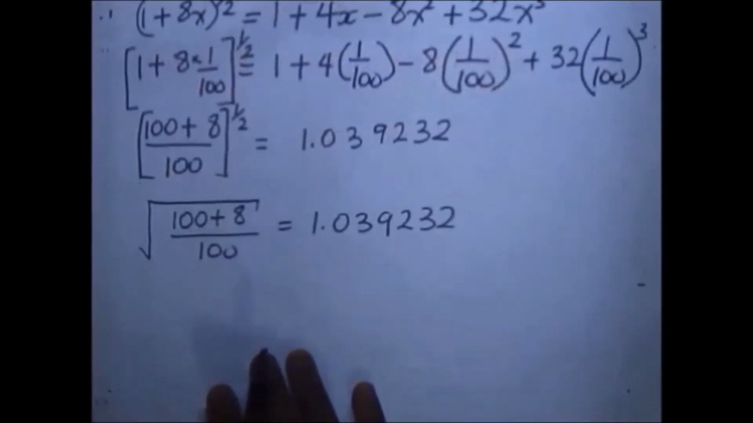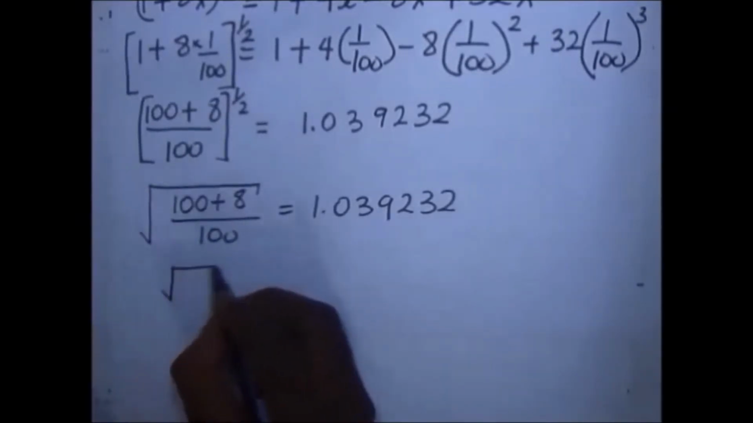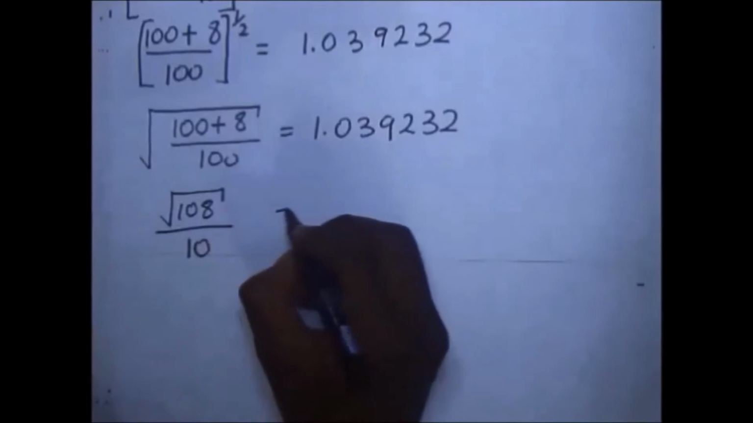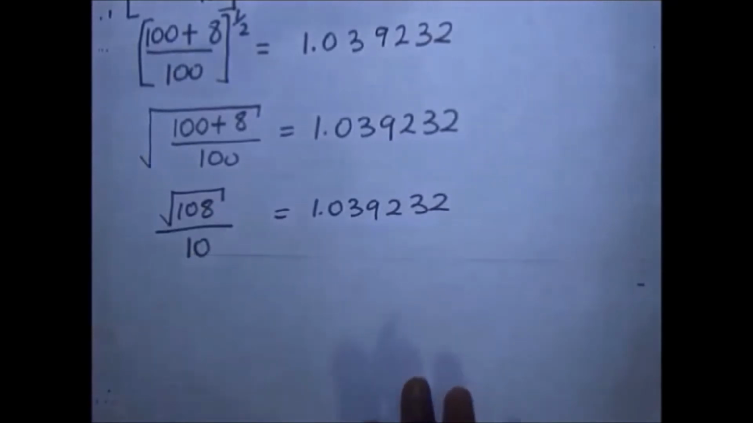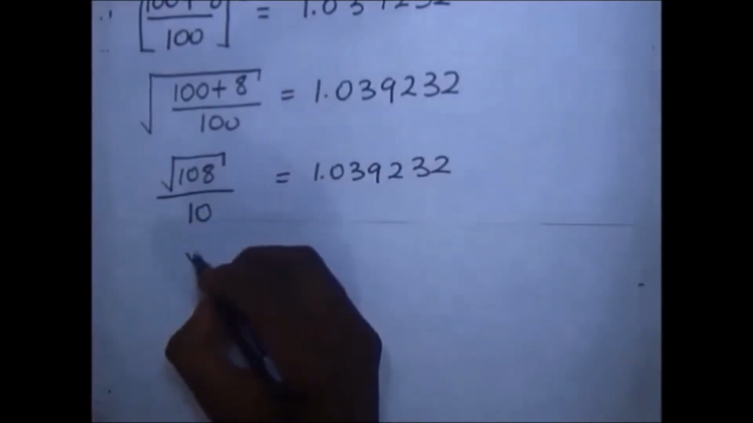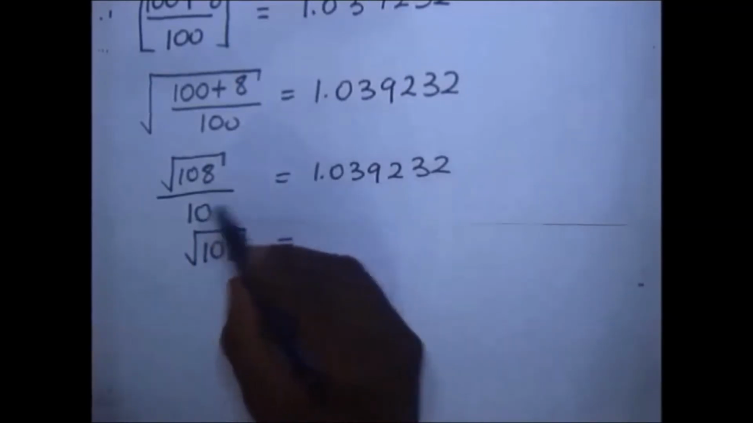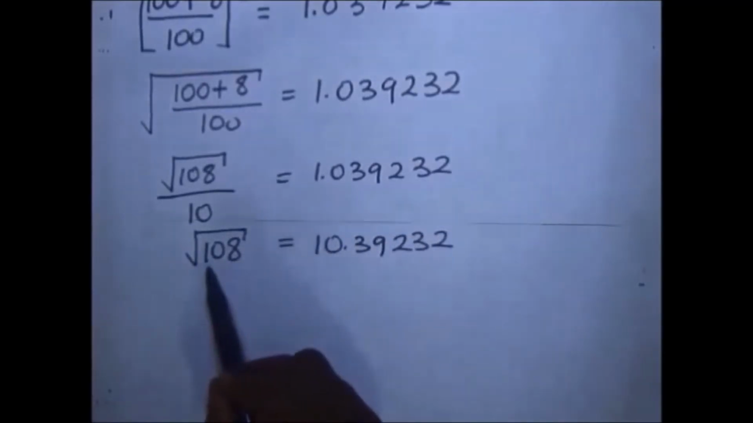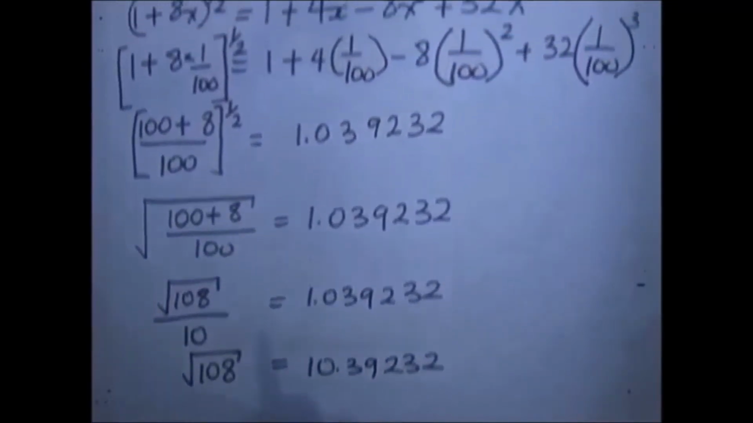This whole thing is the square root of the numerator that we shall be left with to compute. 100 plus 8 is the square root of 108. Divide that by the square root of 100, which is 10, giving us 1.039232. So it means the square root of 108 is, if you multiply 10 on both sides, going to become 10.39232.